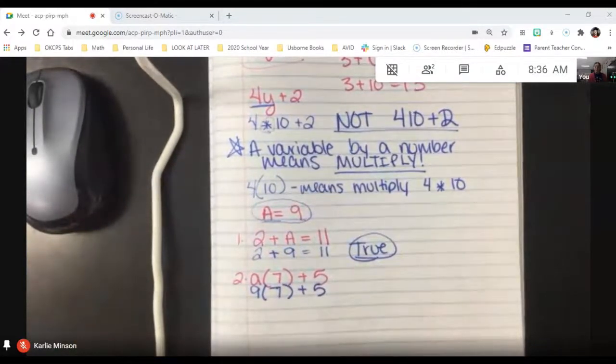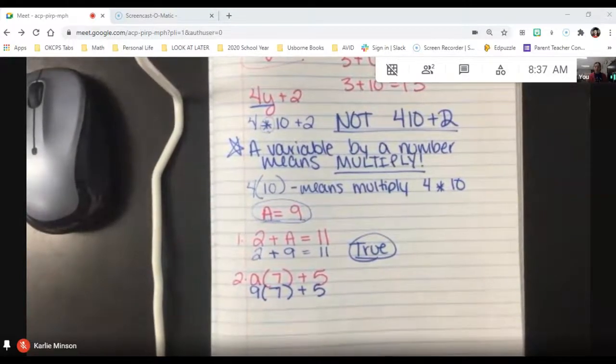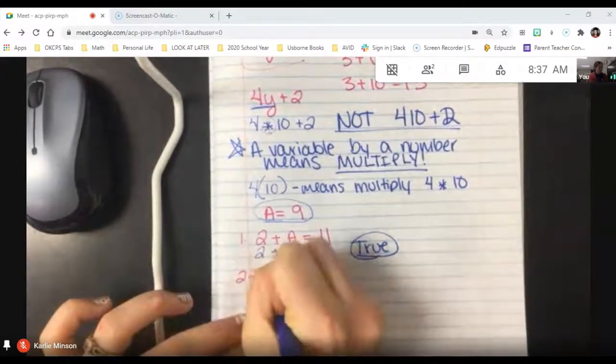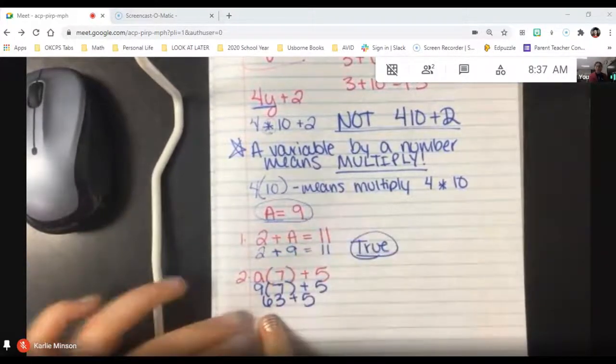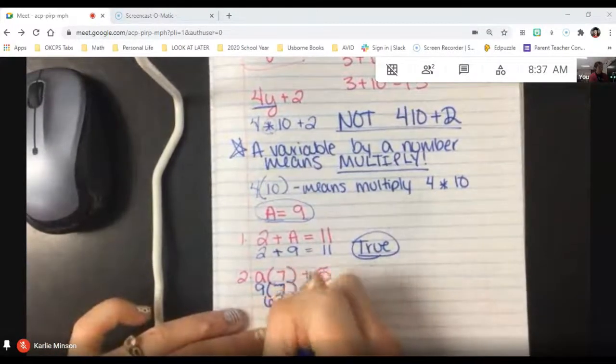So now it wants us to solve. Let's just solve 9 times 7. And then we have to add 5. The reason we have to multiply first is because order of operations, they never go away. So we always multiply before we would add. So 9 times 7 gives us 63. Remember, bring down what you haven't used. 63 plus 5 gives us 68.